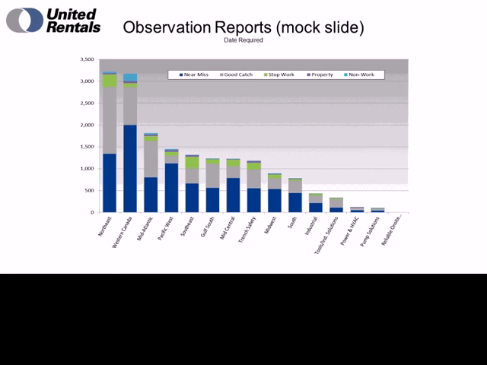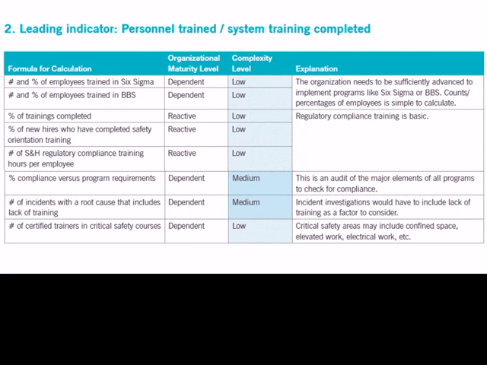So we have a couple other examples for you from the paper, and then also Kevin has some other examples for you as well. The second category for leading indicators that we included in the paper was on training: personnel trained and system training completed. I included a mix of different metrics of varying organizational maturity levels and complexity levels. So some of the things that you see that are low in maturity level and low in complexity, so reactive and low, some of those metrics are percent of trainings completed, or percent of new hires who have completed safety orientation training.